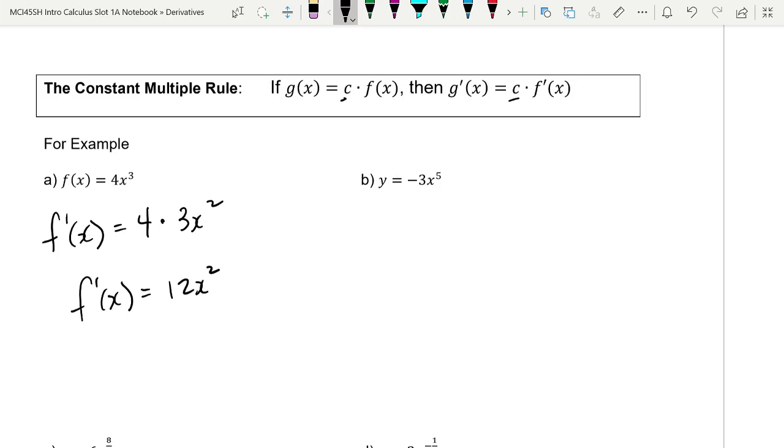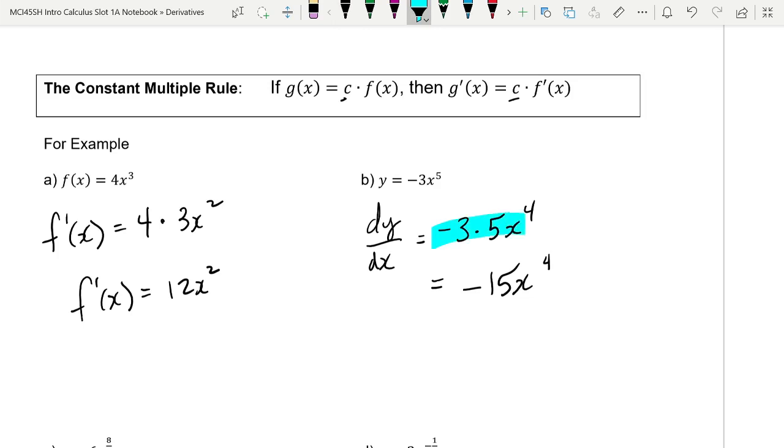Let's do this one in Leibniz notation. Y is equal to negative 3x to the 5. Then the derivative of y with respect to x is equal to negative 3 times 5 x to the 4, which I can simplify to negative 15x to the 4. Once you get kind of used to what you're doing here, I really don't need to see this step. I don't mind if you just jump right to the answer.